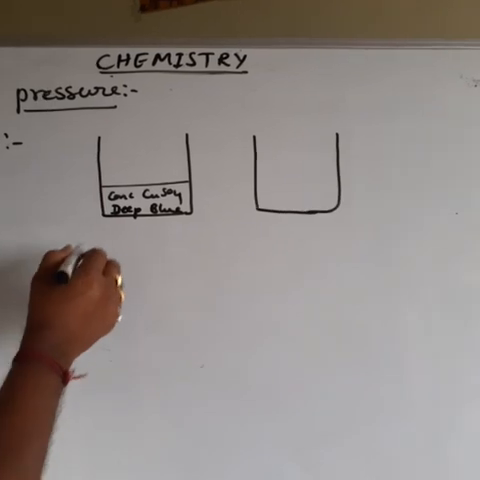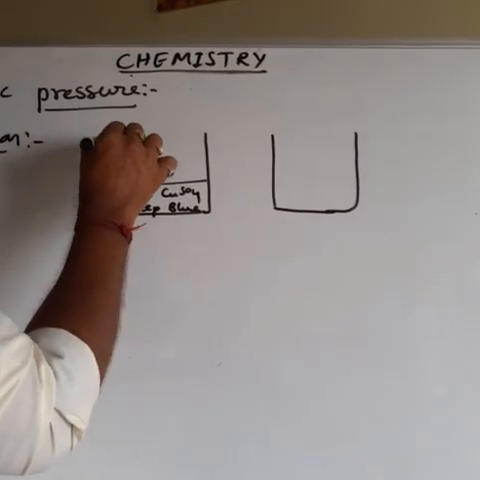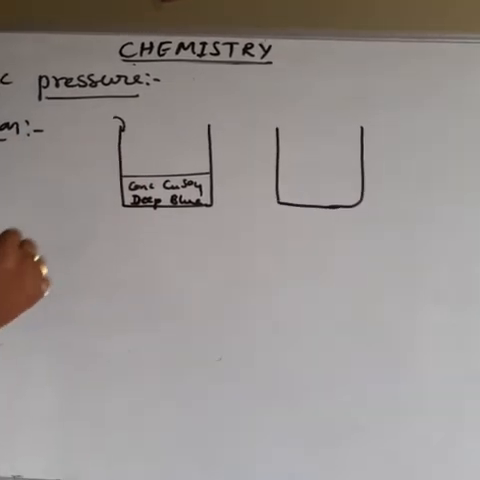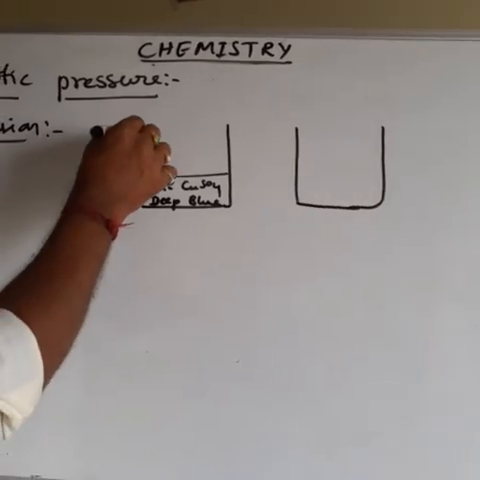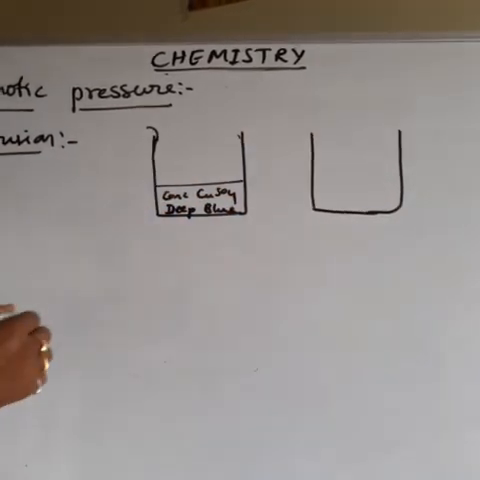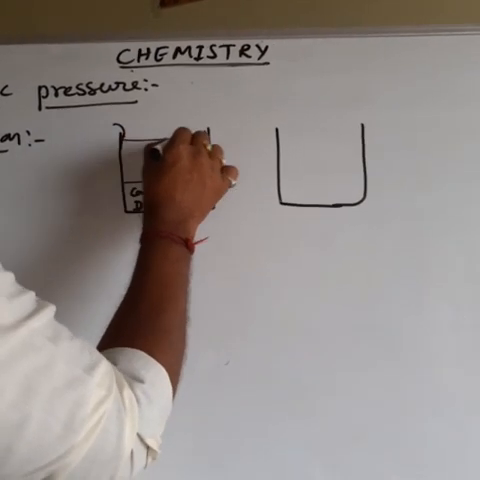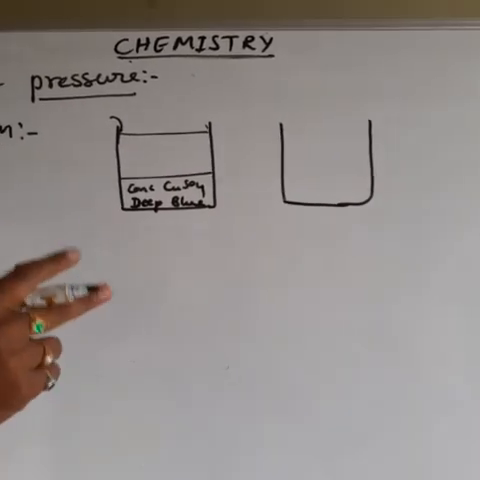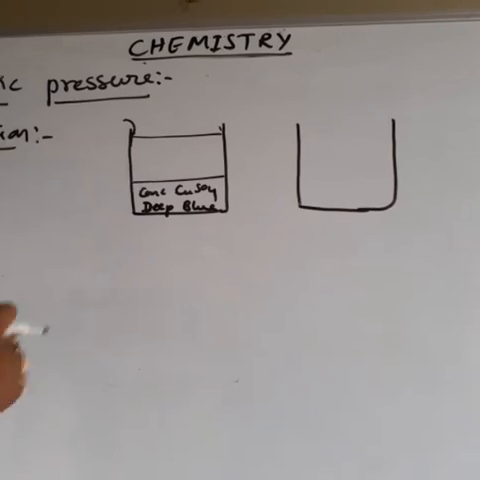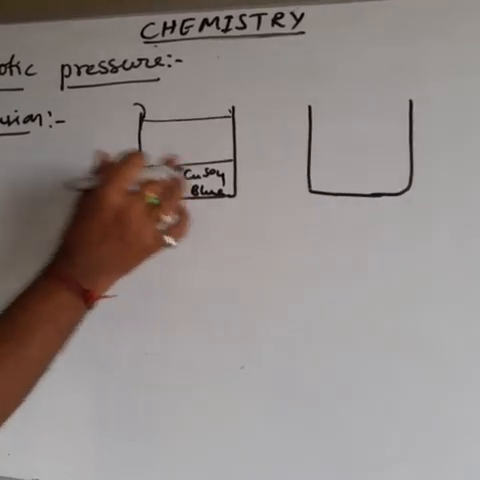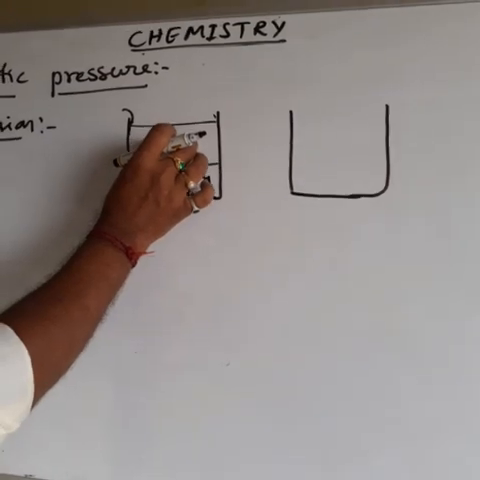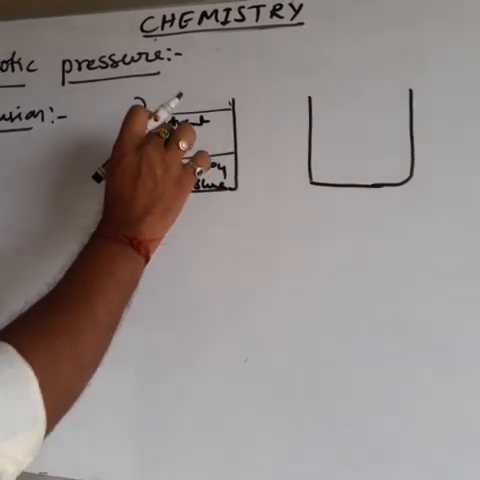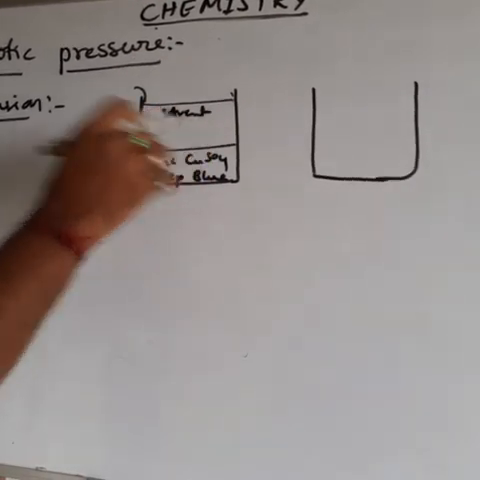To this concentrated copper sulfate, we are adding water slowly from the walls of the beaker. After addition of the water from the walls of the beaker, we can observe two different layers formed in this beaker. One is the bottom concentrated deep blue copper sulfate solution, and the other is water, the pure solvent.